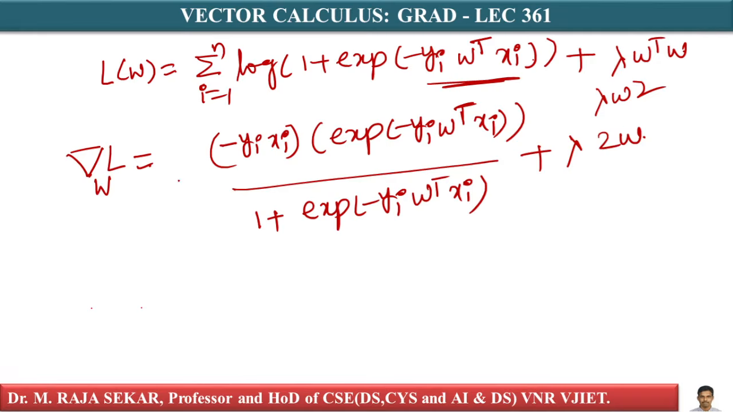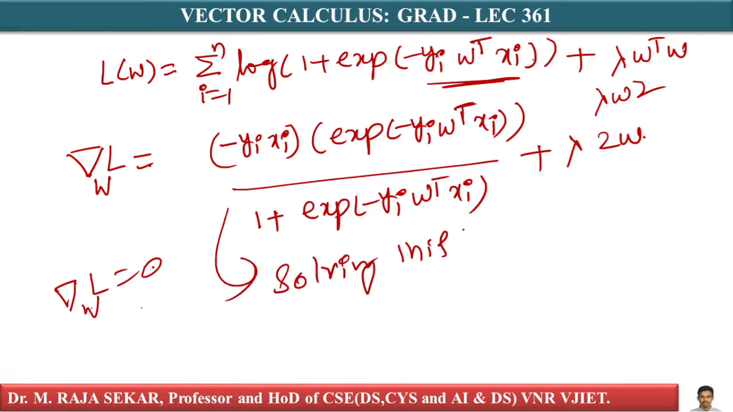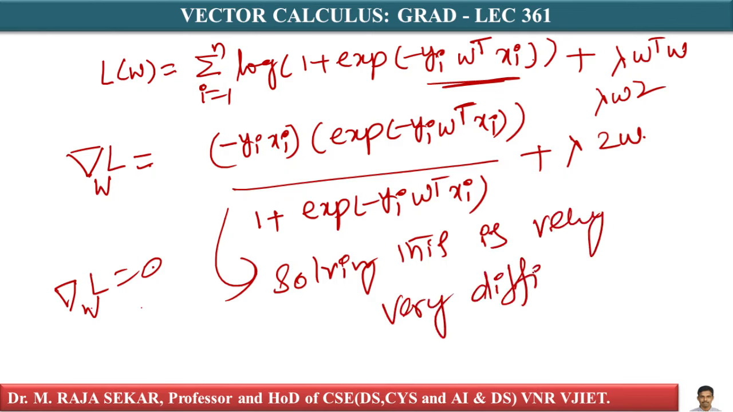Now I need to equate this to 0. I must equate del of L with respect to w equals 0. Solving this is very, very difficult. It is not trivial to solve, and here w is a vector.